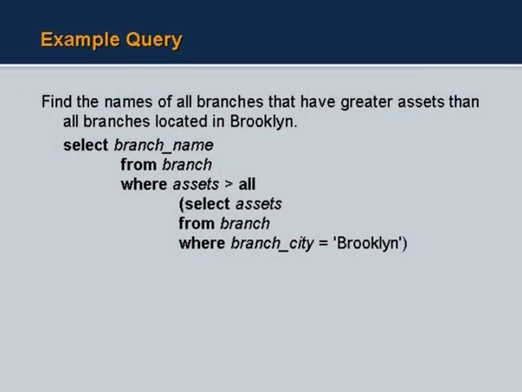Okay, but for all, you have to be a bit careful. What if there is no branch in Brooklyn? Everything will satisfy. Okay, so just like we saw for some, the all thing is defined. I'll skip it. It's sort of similar. Not equal to all is the same as not in, it turns out, because it should not be equal to every one of those. But equal to all is obviously not the same as in. It must be equal to every one of those, which is a very silly thing. And these are other examples.